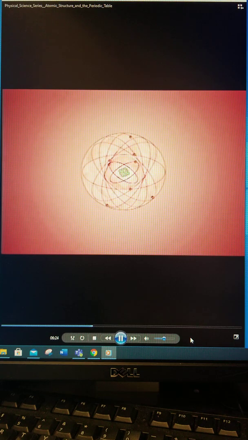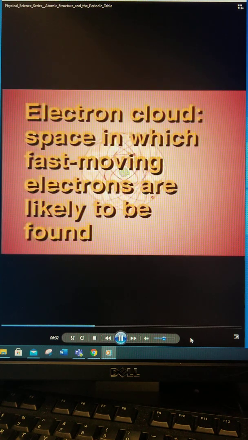The electrons move very quickly, perhaps as quickly as 1 billion times a second around the nucleus, forming what is called an electron cloud. The electron cloud is the space in which the extremely fast-moving electrons are likely to be found.